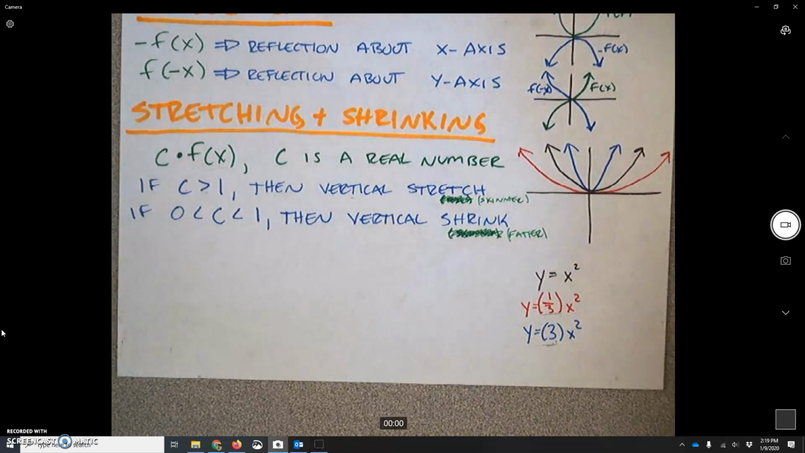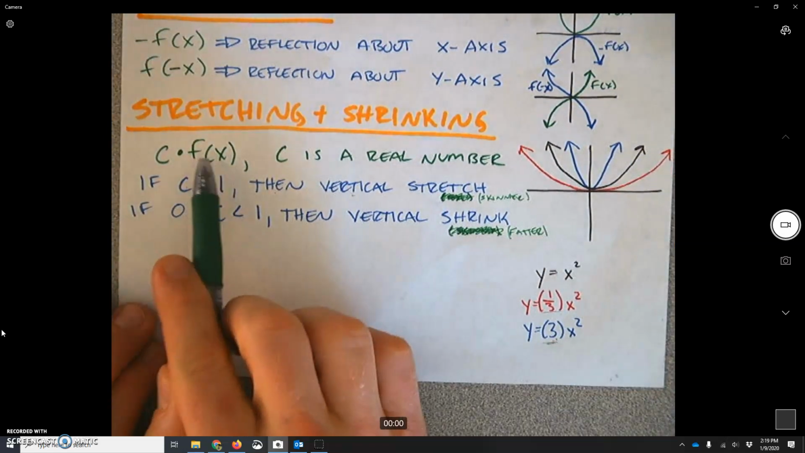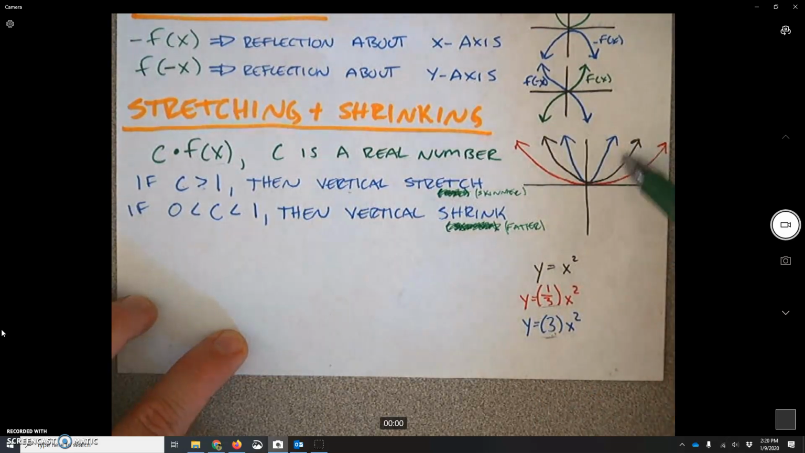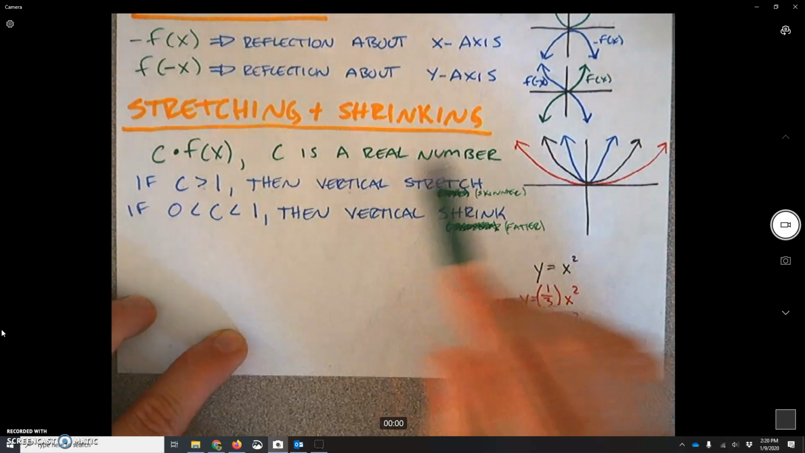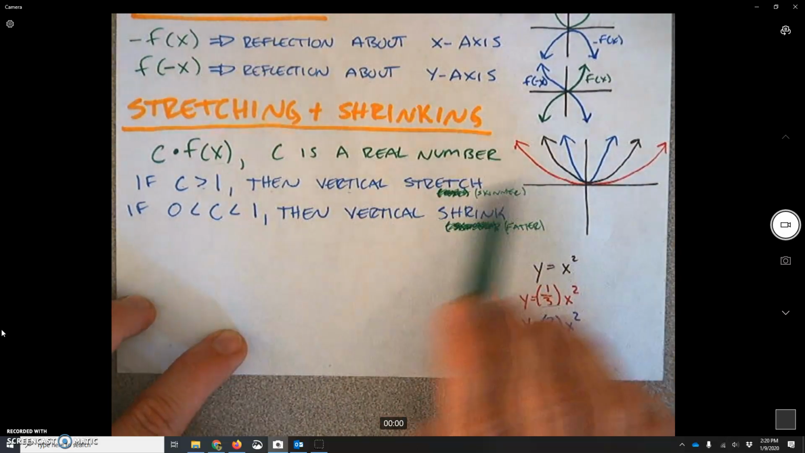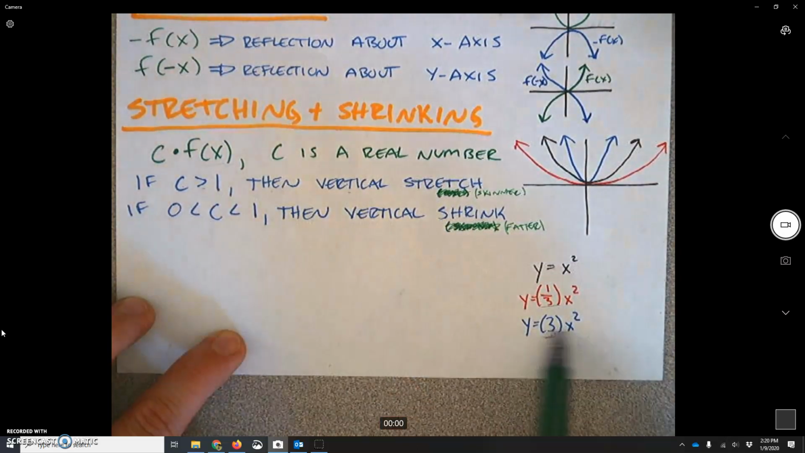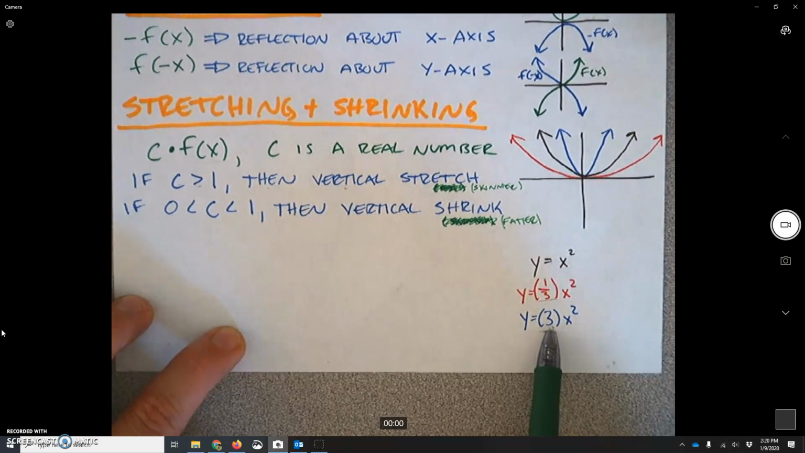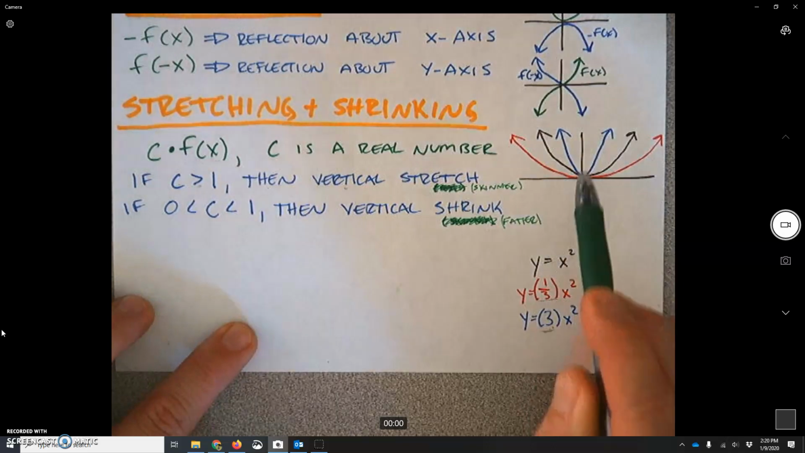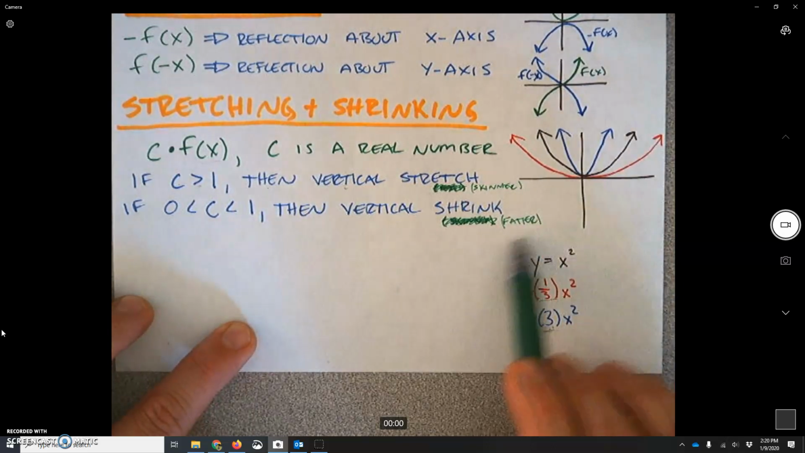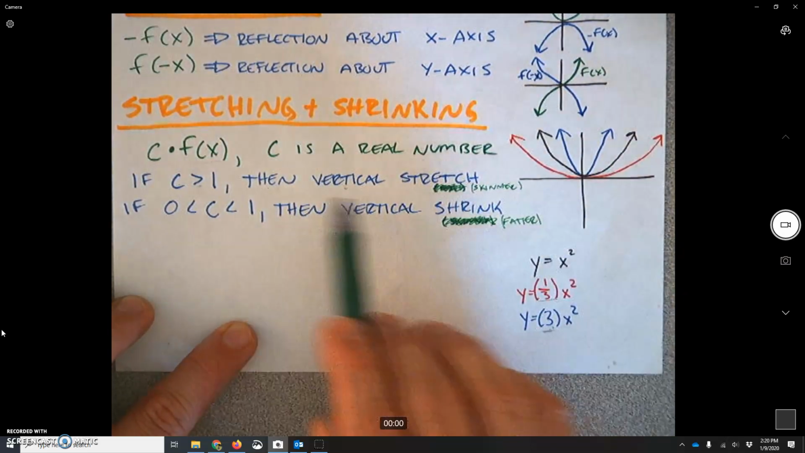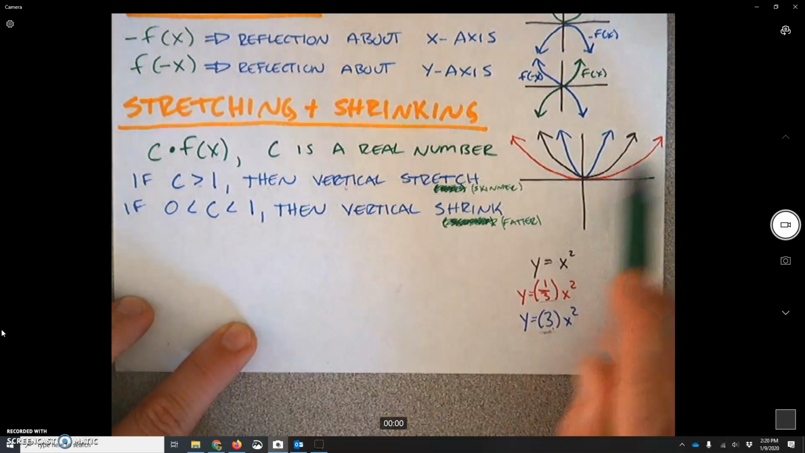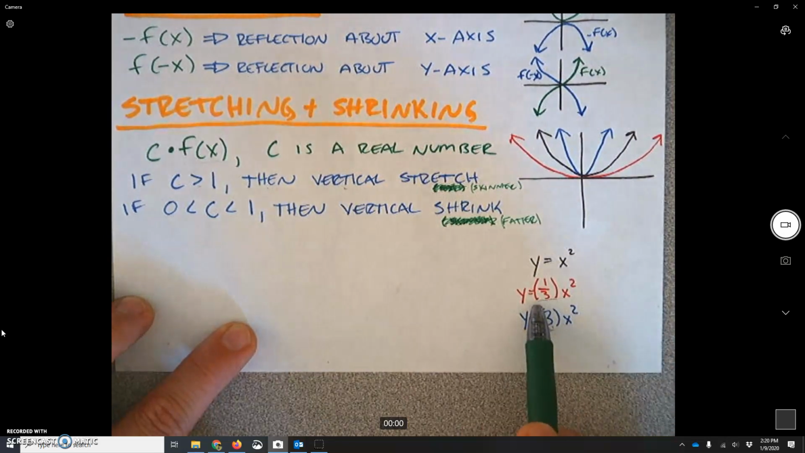So stretching and shrinking, we have c times our function of x. Our function in this situation would be x squared, which is our black graph, black line. C is a real number. When c is greater than 1, so that's our blue one down here, greater than 1 is 3, or 4, or 5, or 2, or any infinite number above 1, our graph will become skinnier than our original parent function. When c is between 0 and 1, it becomes fatter. So 1/3 is between 0 and 1.